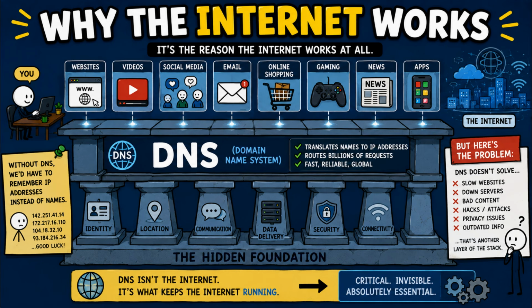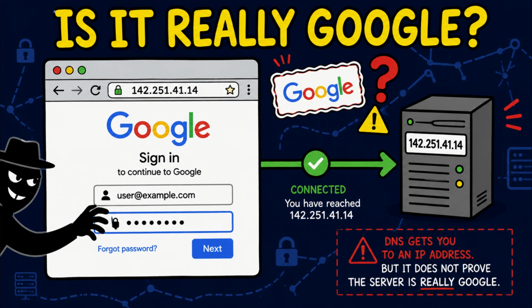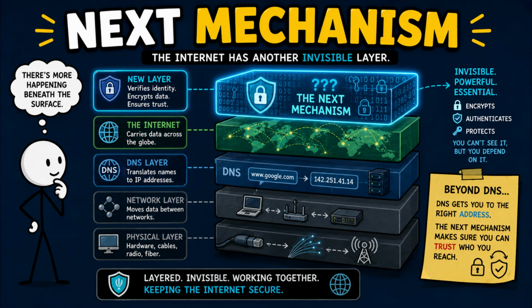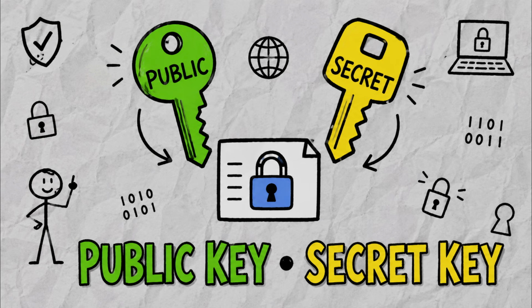But here's the problem DNS doesn't solve. Once your browser connects to 142.251.41.14, how do you know it's actually Google? How do you know someone didn't intercept that connection and steal your password? That's where our next mechanism comes in. Because the internet has another invisible layer, one that locks your data with two keys, one public, one secret. And here's why that matters.